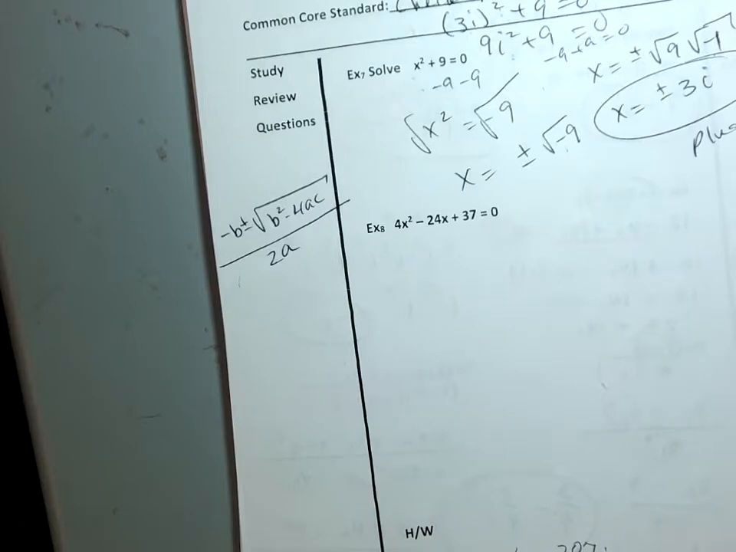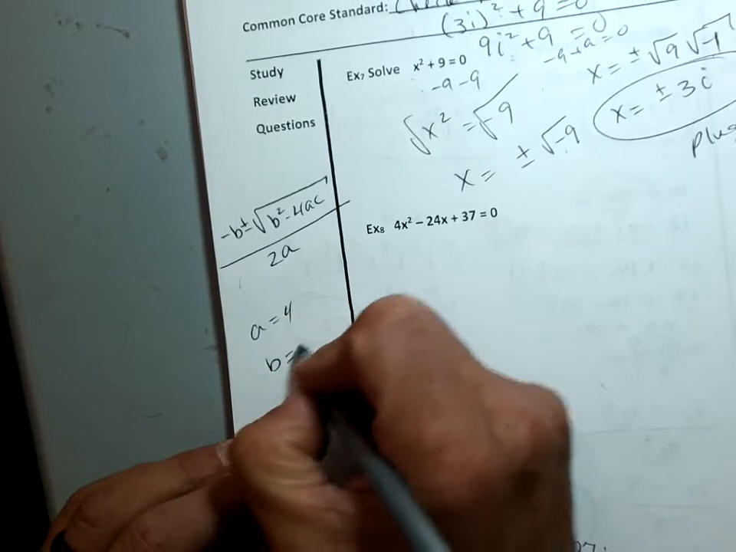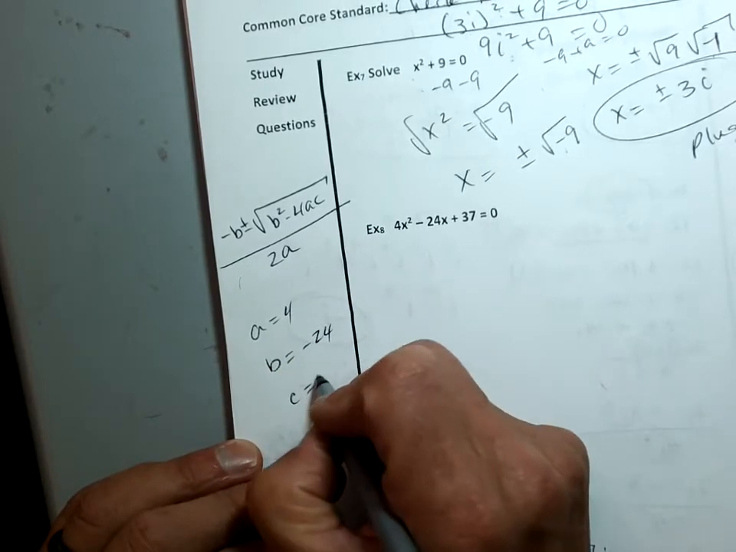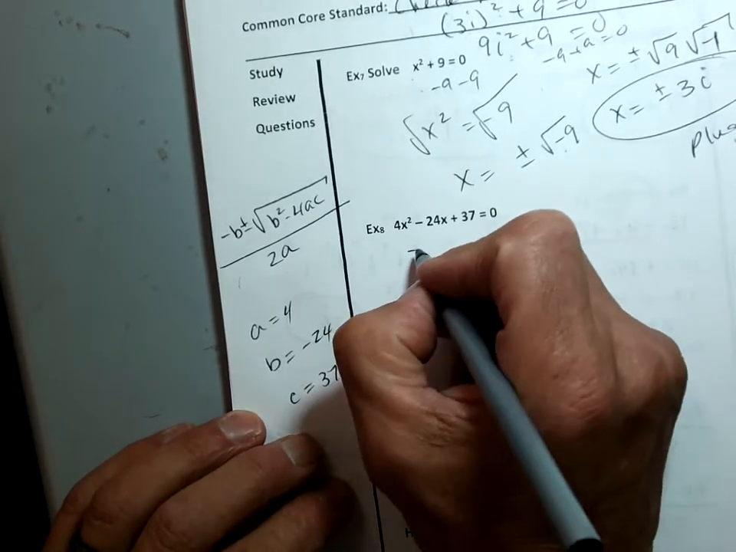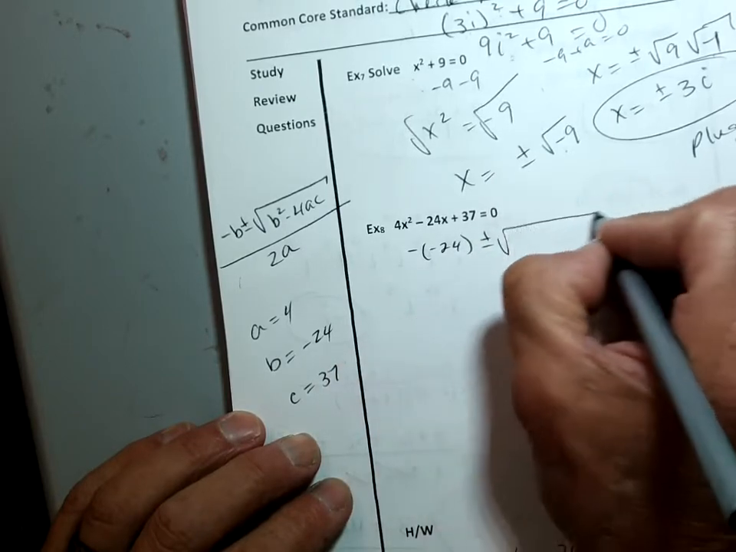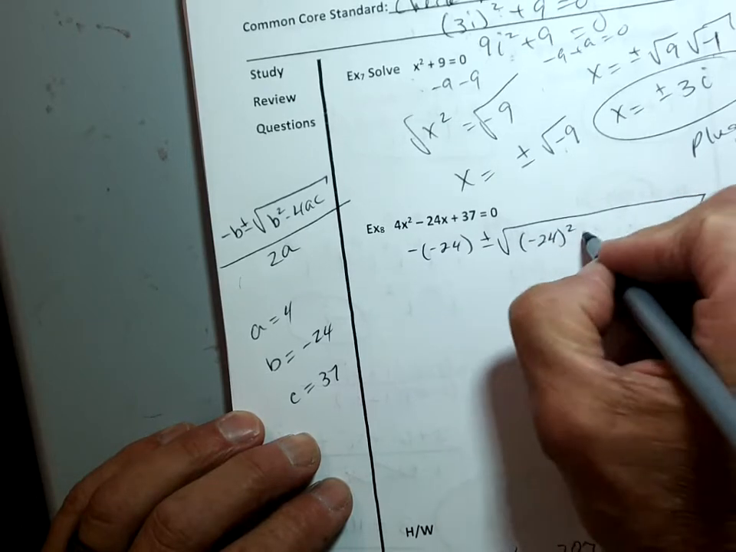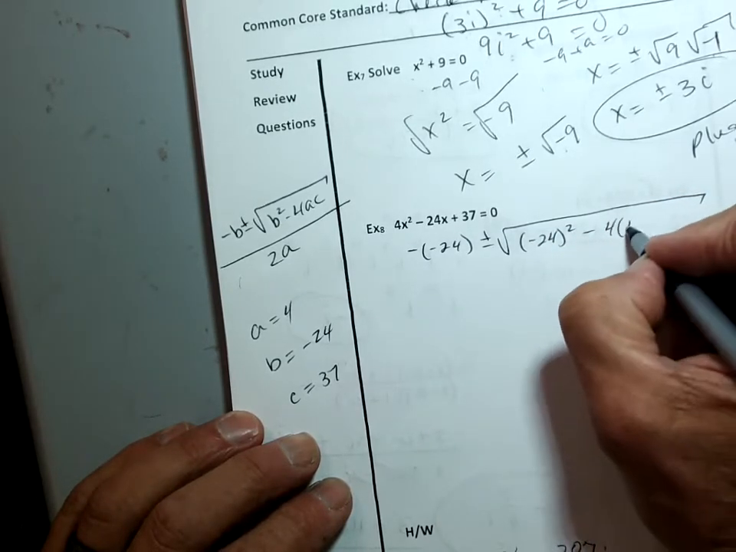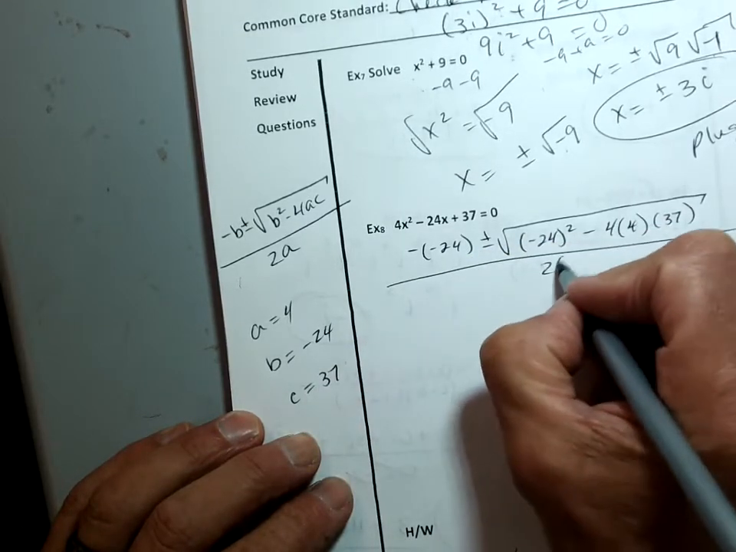Because a lot of what he'll do in his class, you will not be able to use a calculator, okay? So, here we go. A is 4, B is negative 24, and C is 37, right? So negative b is going to be a negative 24 plus or minus the square root of b squared, a negative 24 squared, minus 4 times a, which is 4, times c, which is 37, all over 2a, which is 2 times 4. How am I doing?